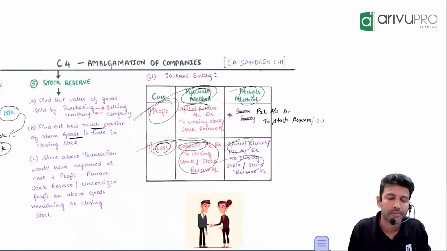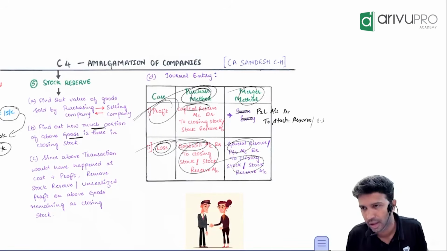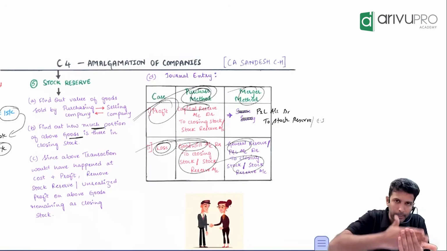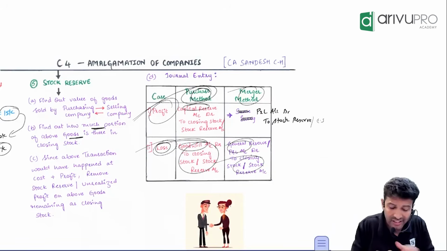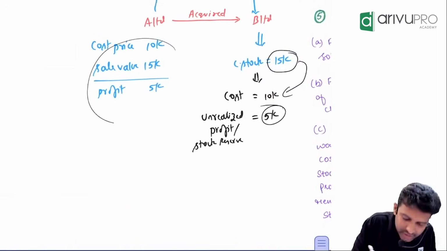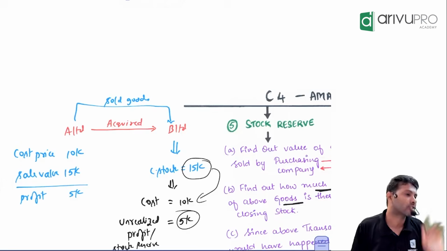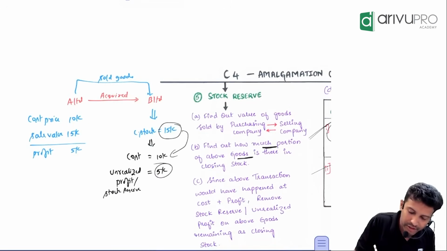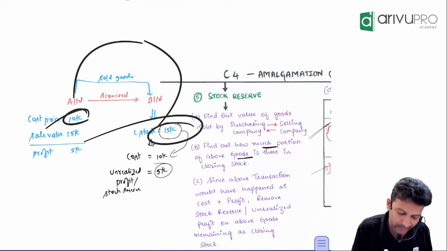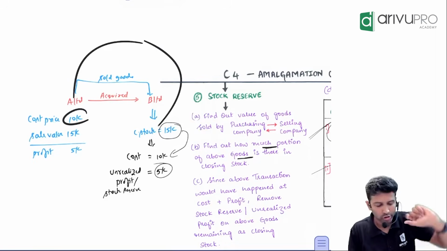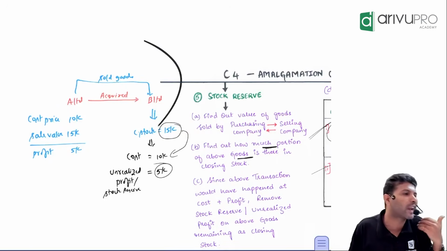Next we saw stock reserve. Stock reserve simply means the profit element included in closing stock. How will this happen? Because one company, either the purchasing company or the selling company, has sold goods to the other company, and the sale has happened at selling price, not cost price. Some profit element will be included in closing stock. After this amalgamation, the same closing stock will come back to A Limited, but not at cost price, rather at selling price.